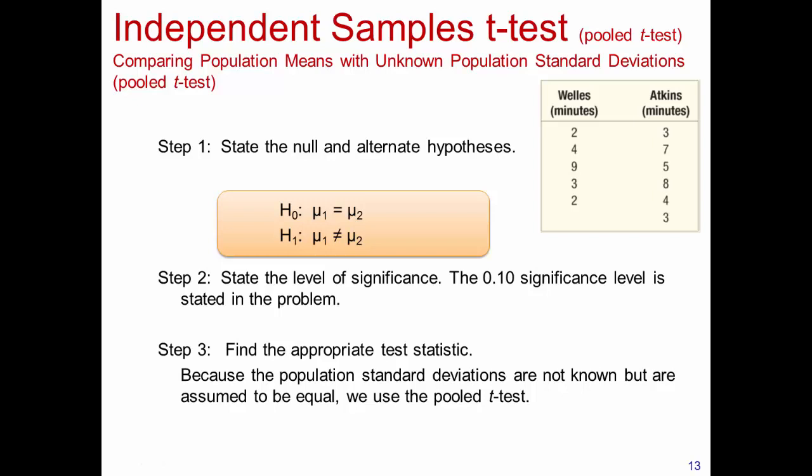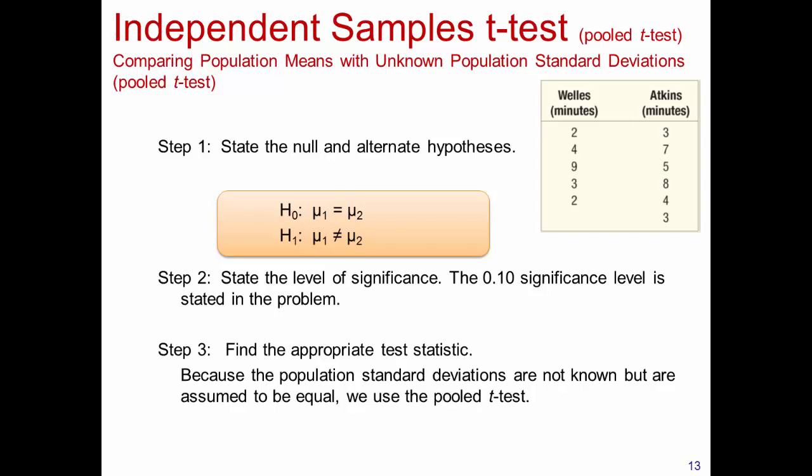So again, our null is that there is no difference between the population mean of the Wells method and the population mean of the Atkins method. And the alternate is that there is a difference between the two population means. So where do we expect to see the rejection region now based on this hypothesis and alternate hypothesis? We're going to see it on both ends of the distribution.